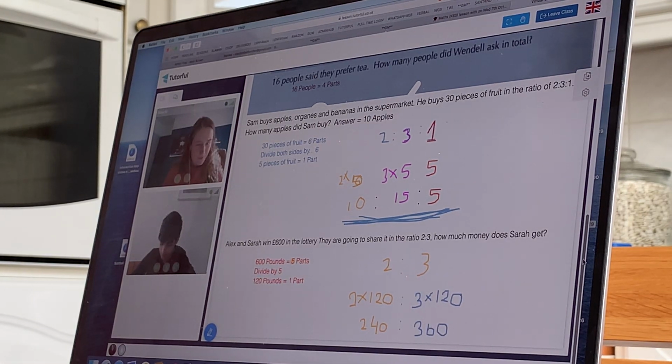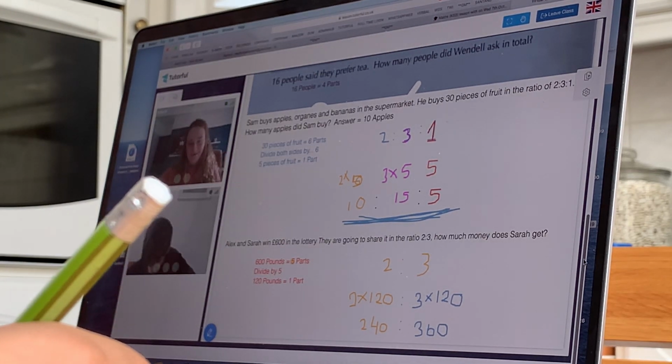The way to check is to see if you got it right. You could add 360 plus 240. Does it make 600? Yes. Brilliant. Really good.